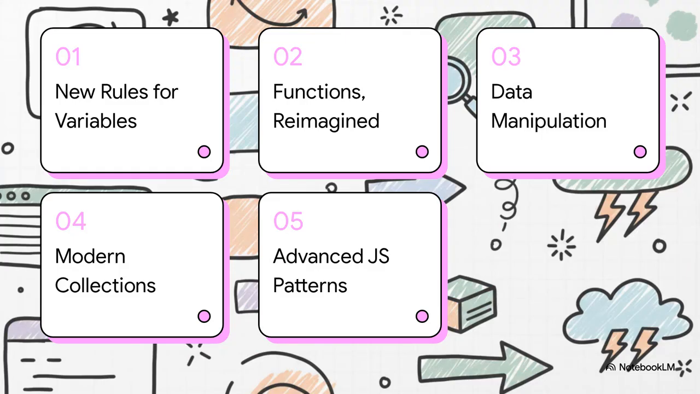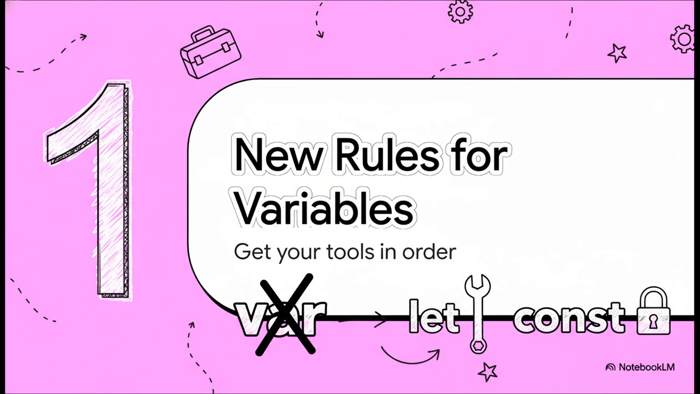So, here's what's on the docket. First, we'll nail down the fundamentals with the new rules for variables. Then, we're going to totally reimagine functions. After that, we'll dive into mastering data manipulation, explore some really slick modern data collections, and then wrap things up with a few powerful advanced patterns. Let's get to it. First up, let's talk about how we declare variables.